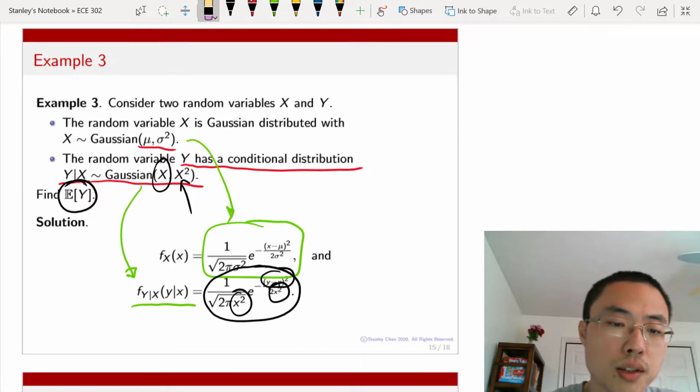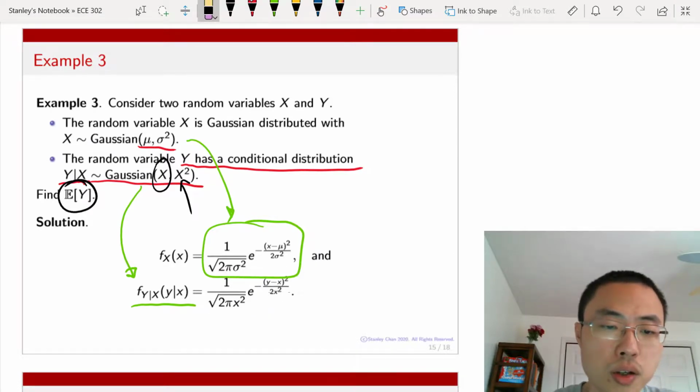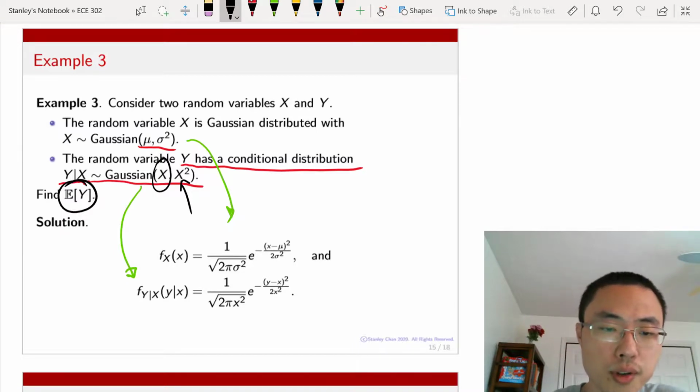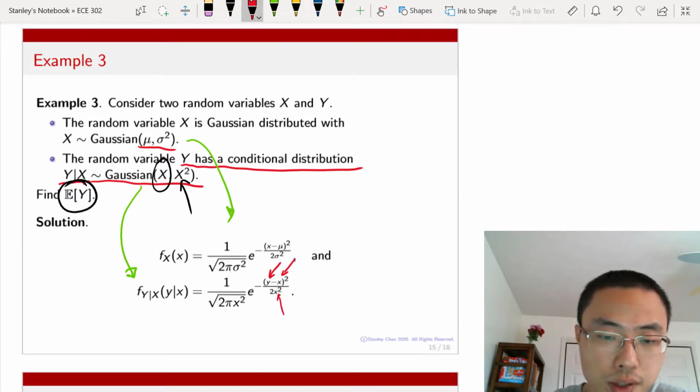So you can see that this conditional PDF is y given x. Of course, this is different from the usual notation that we have, which is x given y. But that's just a small thing. Now, the very confusing part of this equation is that you have both y and x. Okay, you have x here, you have x here.